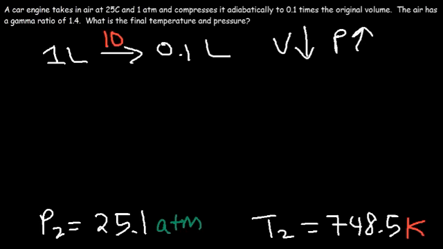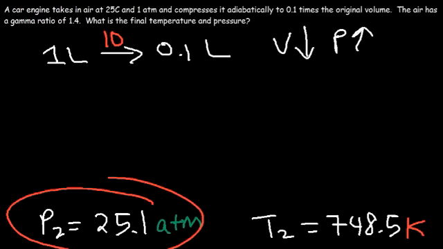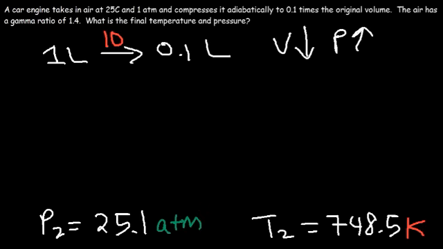But notice that all we did was we decreased the volume by a factor of 10, and the pressure increased more than a factor of 10. How did that happen? Well, it has to do with the change in temperature. By decreasing the volume by a factor of 10, the pressure actually goes up by a factor of 10. They're proportional according to Boyle's law. But let's look at the temperature.